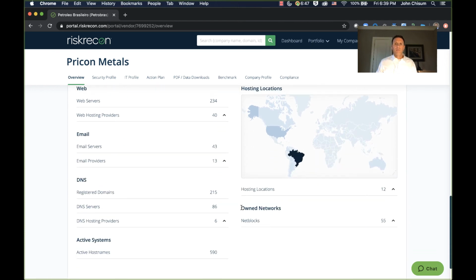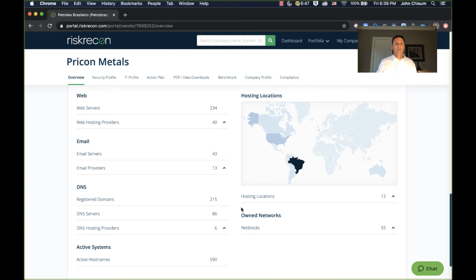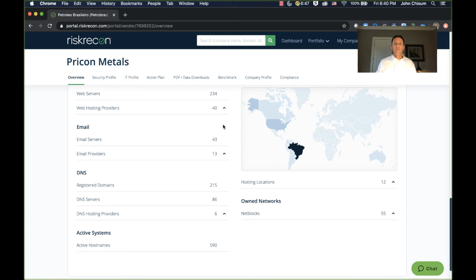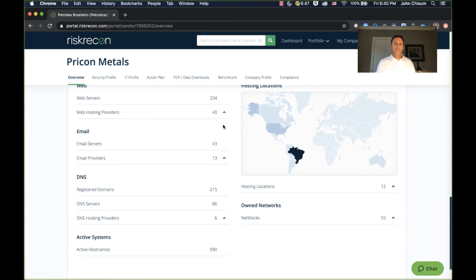And going through the process we talked about before, where RiskRecon automatically discovers the assets associated with the company, starting with just the company's name and domain. As you can see, for this particular organization, RiskRecon discovered 219 domains that are owned or operated by the company, 55 net blocks, 234 unique web server implementations, and we see hosting across 40 different companies. And across that footprint of domains, net blocks, and web servers, we've ultimately discovered 590 active internet-facing systems.